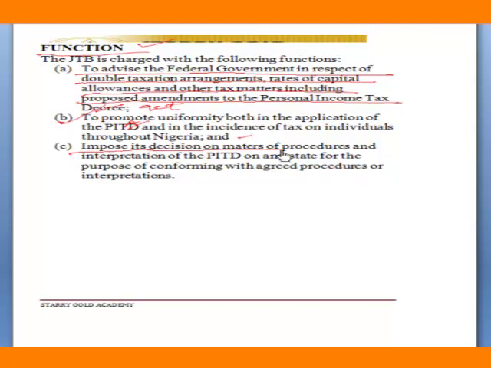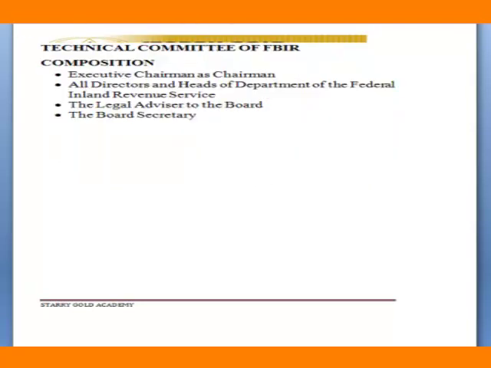Impose its decision on matters of procedures and interpretation of the Personal Income Tax Act on any state for the purpose of conforming with agreed procedure and interpretation. These are the functions of the Joint Tax Board. Let's look at the Technical Committee of the Federal Board of Inland Revenue. The Technical Committee composition. Who makes up this committee? See, all these committees are supposed to promote efficiency in the administration of tax in the country. They assist this board to promote efficiency.